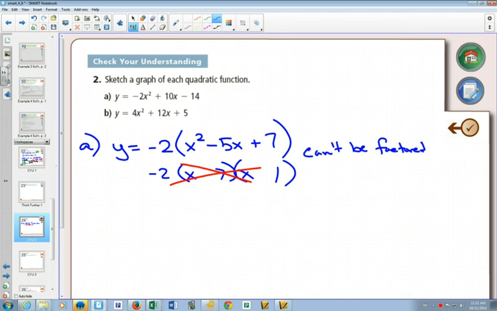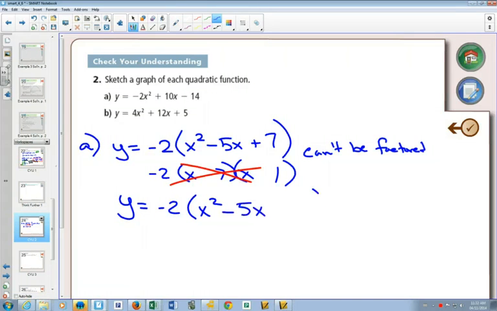So now if I wanted to sketch this graph, I would have to go to a completing the square technique, because that would be the only way that you could do this one. Unless, of course, it could be factored. No, it can't be factored. So let's complete the square just for good old times.